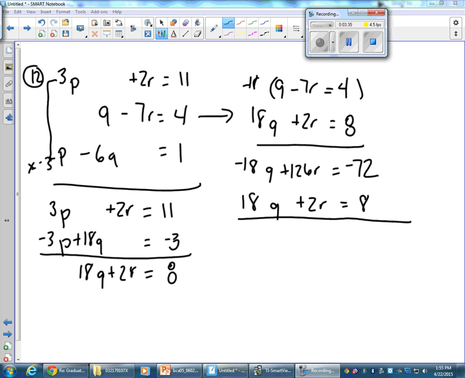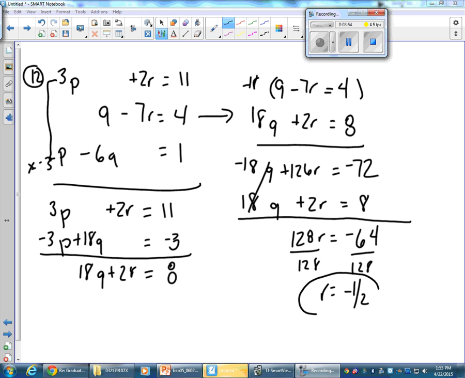All right, the Q's cancel. Add these two together. I get 128R equals negative 72 plus 8 would be negative 64. Divide by 128. I get R equals negative 1/2. All right, so R is negative 1/2. So now I'm going to go back to a problem that had Q's and R's. And now that I know what R is, I'm going to see if I can find Q. I'm going to use this one right here.